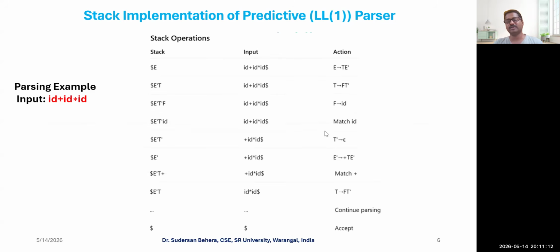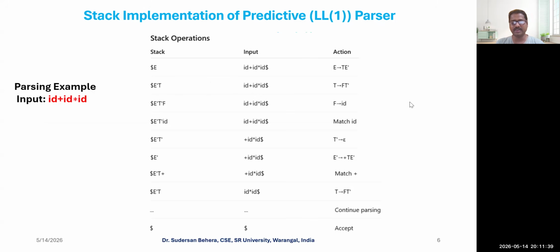T E dash is already predicted, right? So T E dash, and it can be realized like this: in place of E dash will come first, then T. Now id plus id into id stays as it is in the input buffer. Now T is on the top of the stack, and id is in the current input.